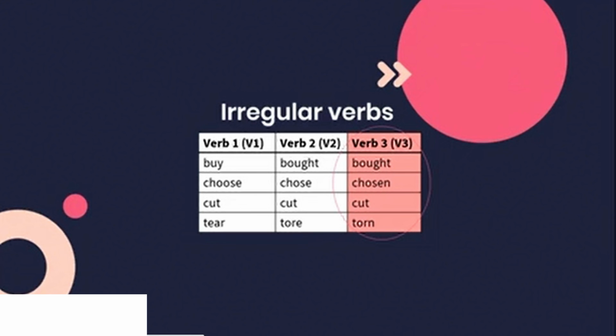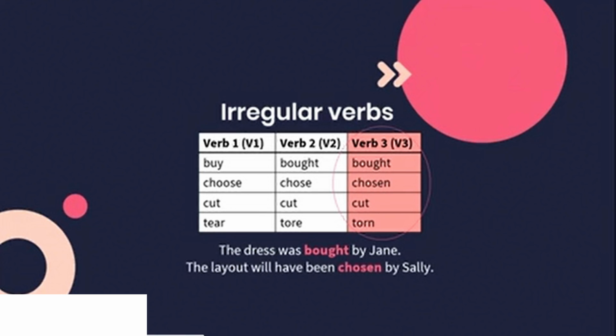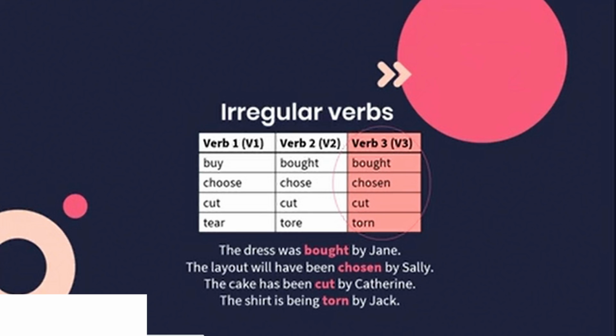Take note of the verbs in these sentences. The dress was bought by Jane. Bought comes from the verb 3 column. The layout will have been chosen by Sally. Chosen is verb 3 as well. The cake has been cut by Catherine. Cut is verb 3. The shirt is being torn by Jack. Torn is verb 3. So, very, very important.